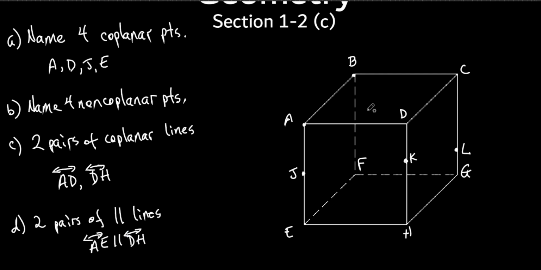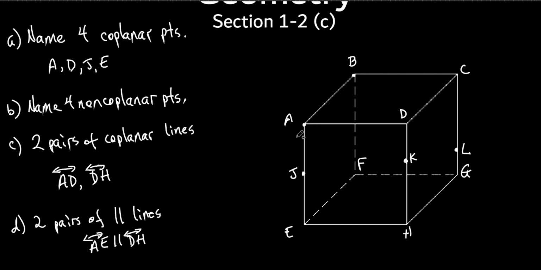Okay, good. And there's a whole bunch of other ones in there as well, aren't there? You could go AB and DC. You could go AB and EF. You could go EH and FG, right? As long as they lie in the same plane and they don't touch each other, then they would be parallel. All right, I think there's one more to do. And then we'll be done.